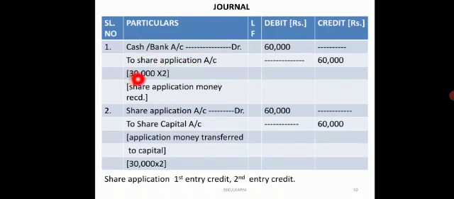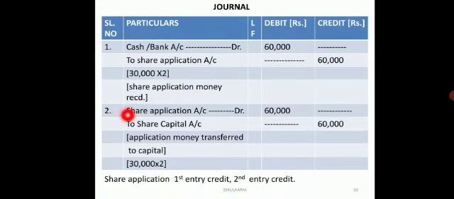So you are issuing 30,000 shares. The rate per share is 2 rupees. So on application, the company is collecting 2 rupees. The number of shares issued has to be multiplied by the amount to be paid on application. We will get the total amount received, that is 60,000. So your journal entry will be bank account debit to share application 60,000 each. Narration: application money received.